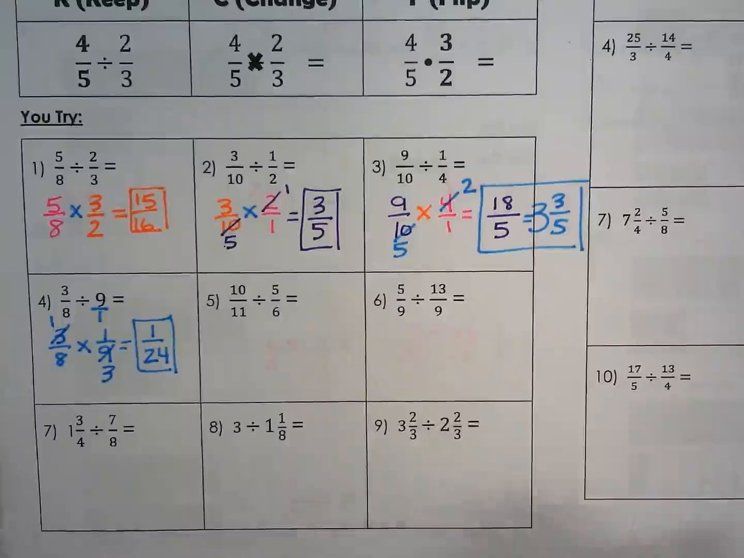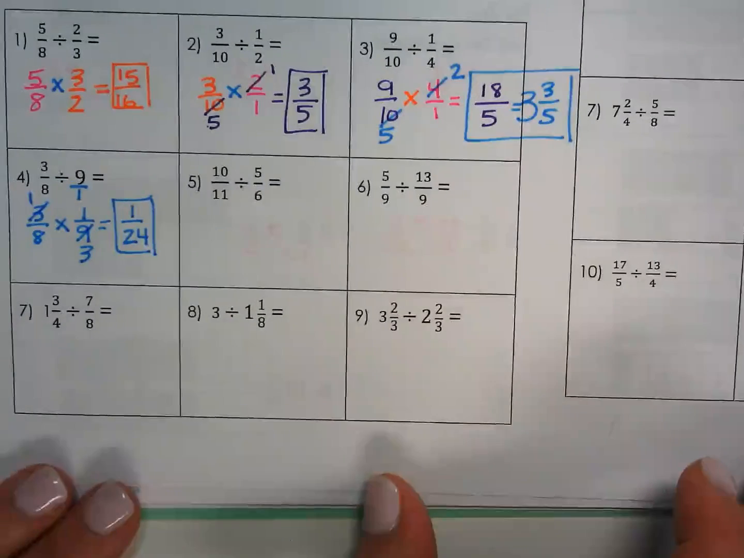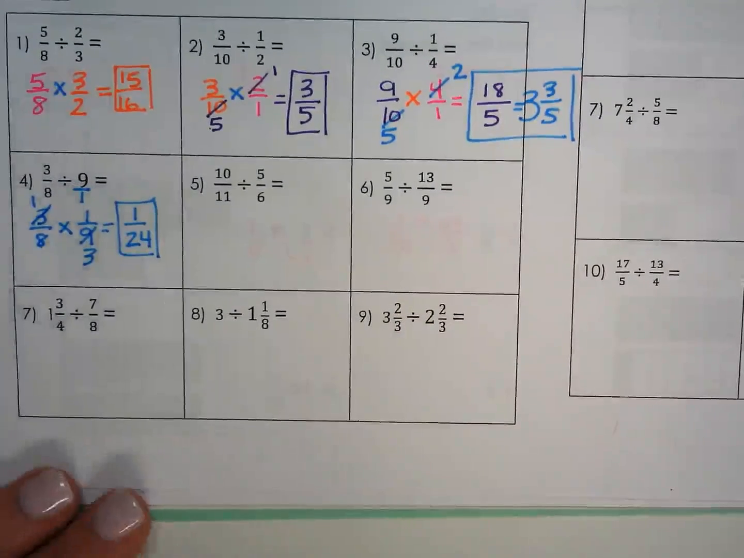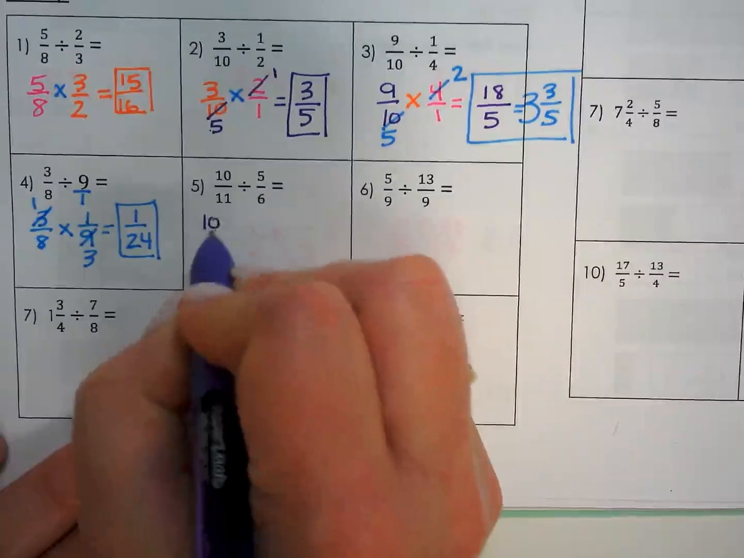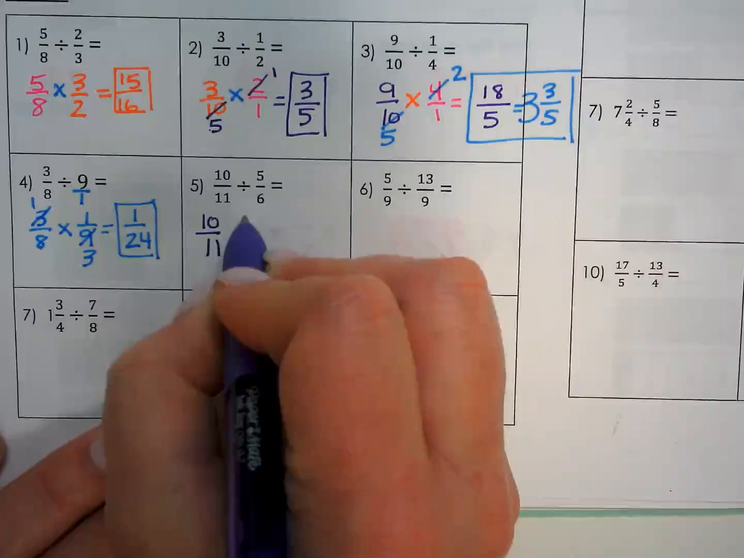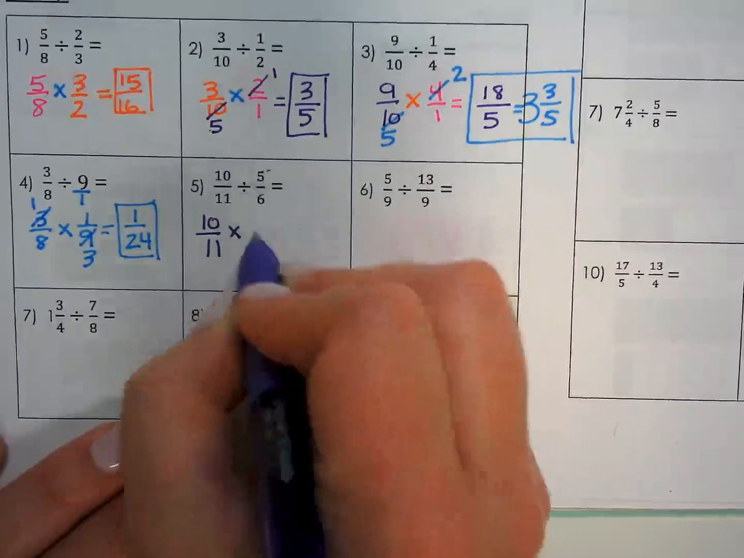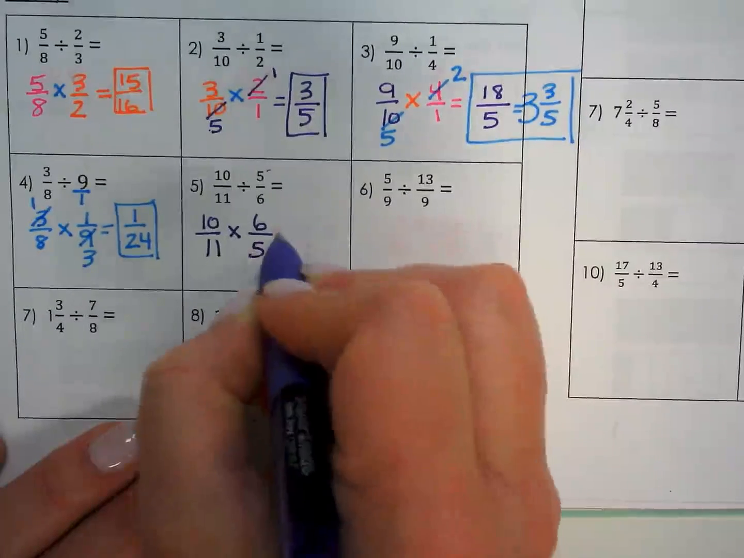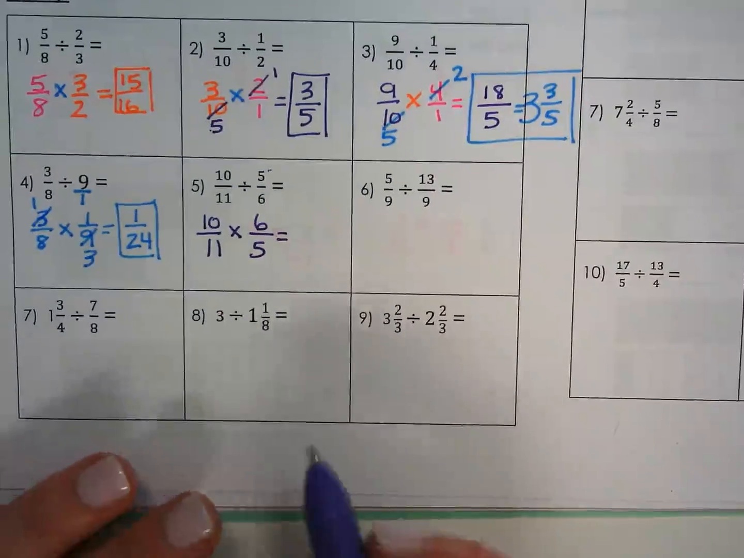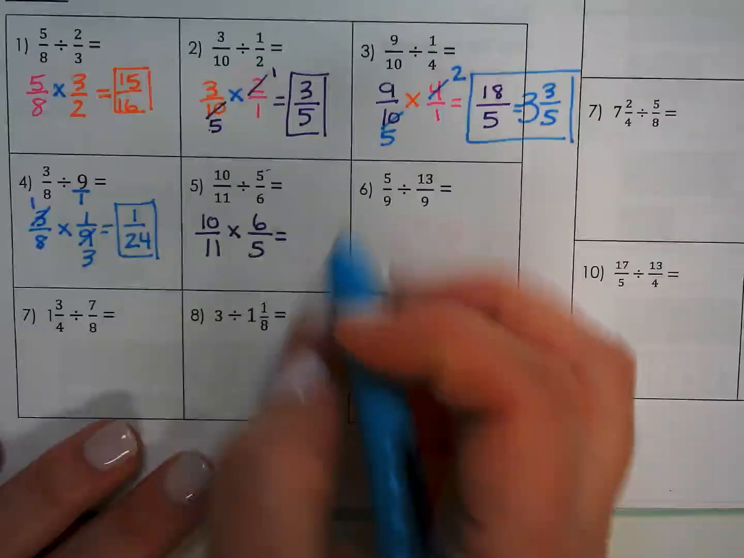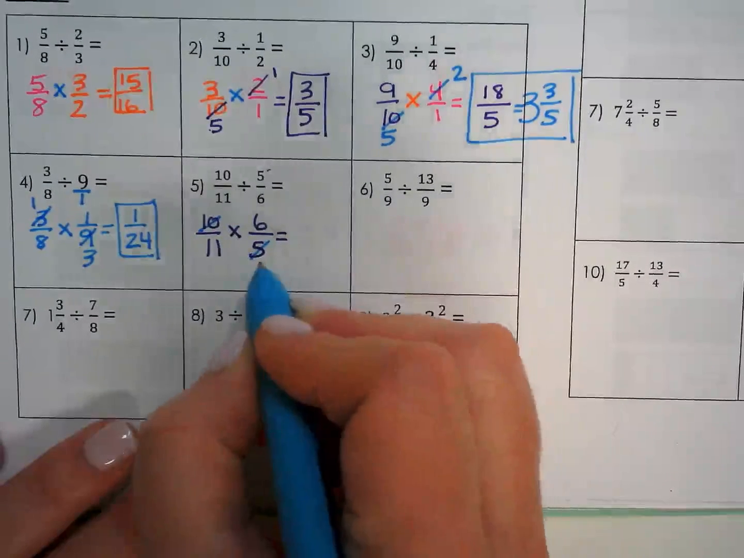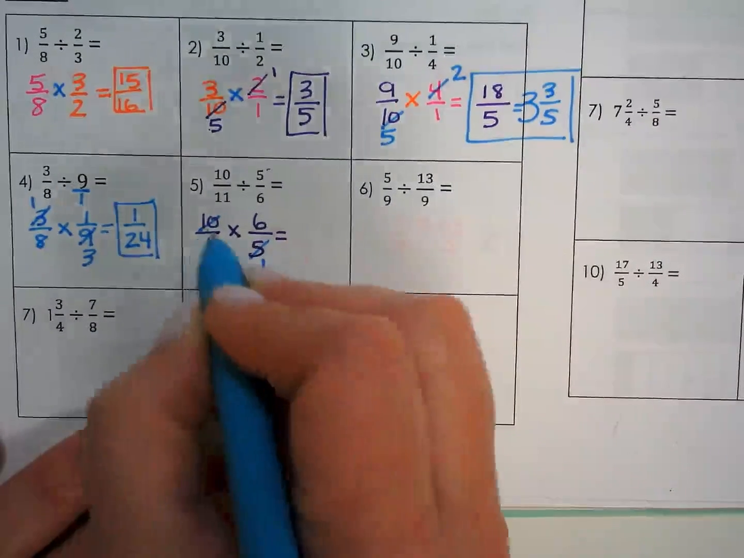Okay. Let's take a look at question number 5. We are going to keep the first problem, or the first fraction. We will change to multiplication, and we will take the reciprocal of the second problem. We will flip it over. Now, there are common factors here that are shared. 5 and 10 share a factor of 5. So 5 divided by 5 is 1. 10 divided by 5 is 2.